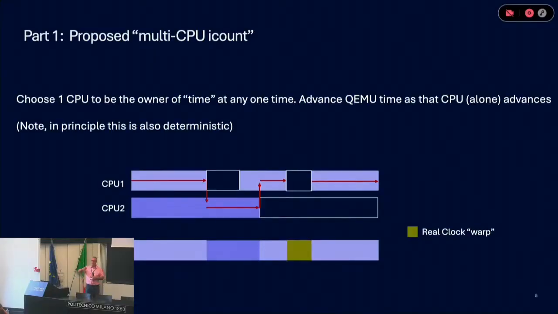We're going to choose a CPU. We're going to allow it to be the kingpin, the person who determines the time. If for whatever reason that thing goes to sleep, we'll go and choose another one. If everybody goes to sleep, we will probably use wall clock. Come back to that in a minute. So far, so good. That's the plan.